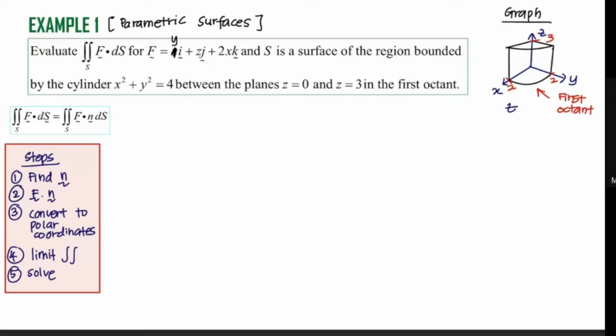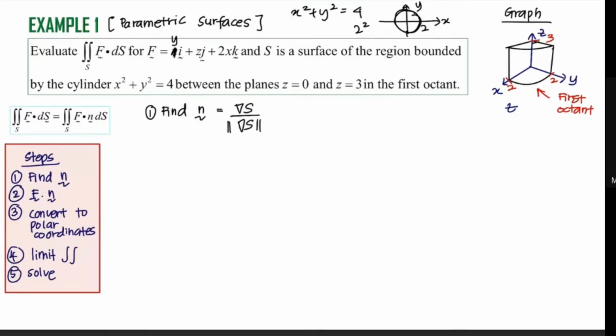So this is the graph. We have a cylinder, x squared plus y squared equal to 4. At the xy plane, this refers to a circle with radius 2. And then z is from 0 to 3. The first step to find the surface integral is to find n, the unit normal vector, equal to the gradient of S divided by its magnitude.